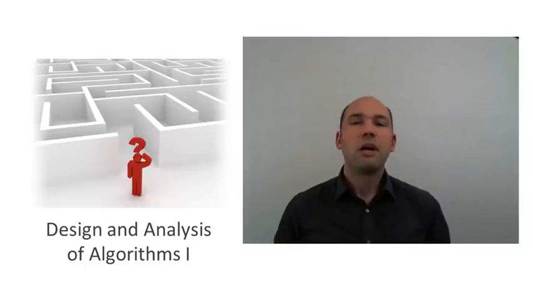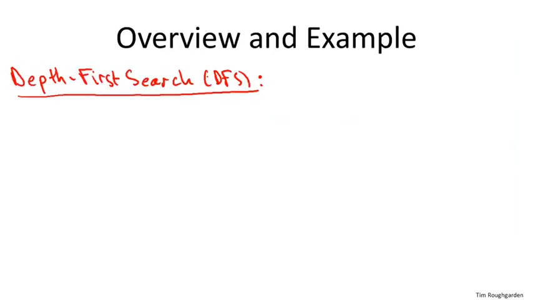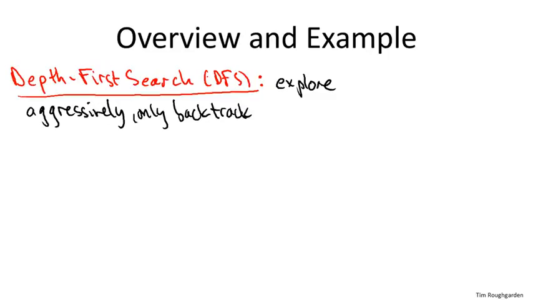Let's explore our second strategy for graph search, namely depth-first search. And again, like with breadth-first search, I'll open by just reminding you what depth-first search is good for, and we'll trace through it in a particular example, and then we'll tell you what the actual code is. So if breadth-first search is the cautious and tentative exploration strategy, then depth-first search, or DFS for short, is its more aggressive cousin. So the plan is to explore aggressively and only backtrack when necessary.